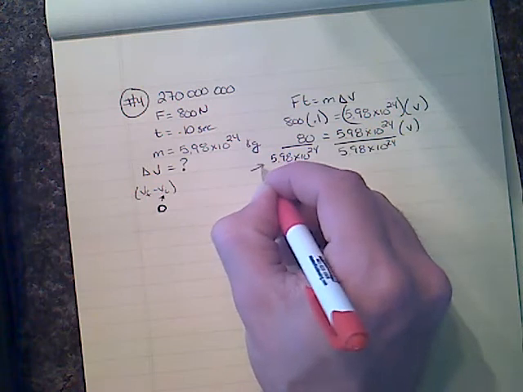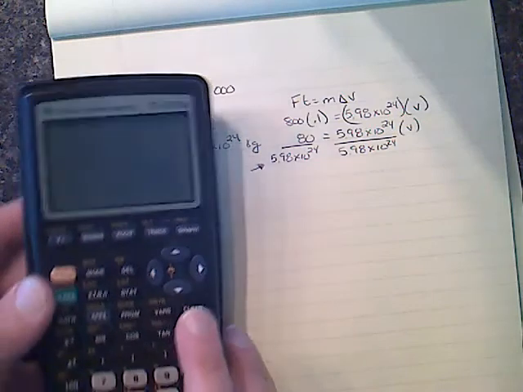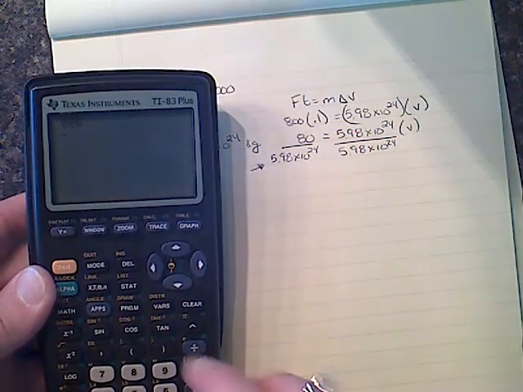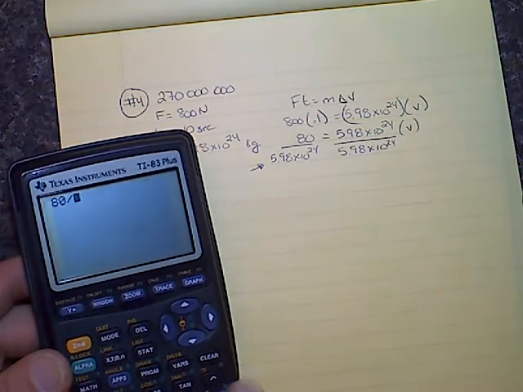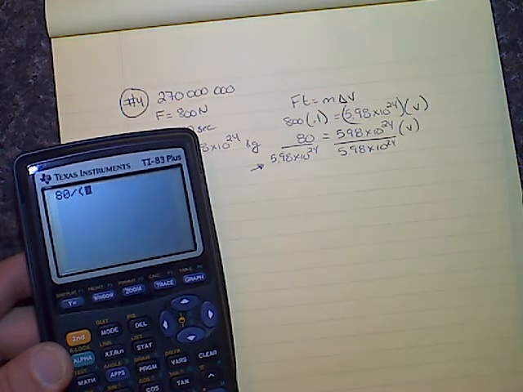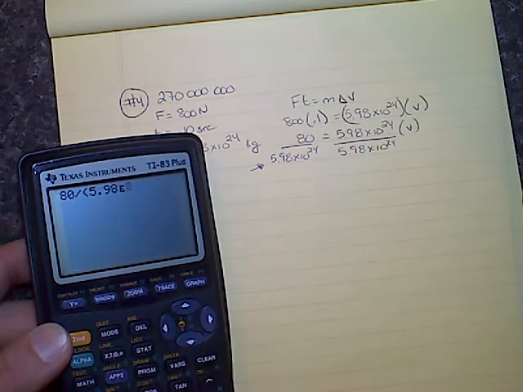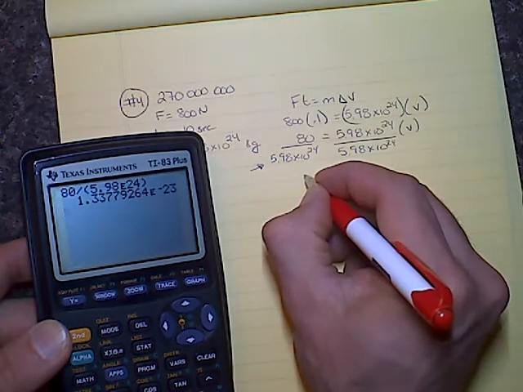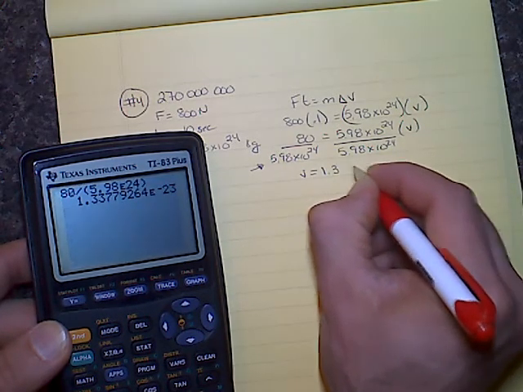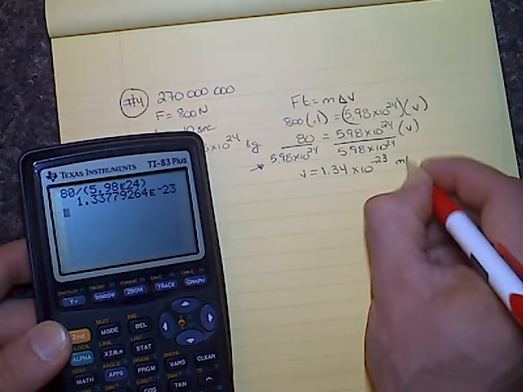And this one is going to be plugged into your scientific calculator. So let me just show you. Right, so we're going to take 80 and we're going to divide it. Let's see if I can turn on the light for you guys. Hopefully it doesn't blind you. Oh, that's a lot better. 80 divided by parentheses 5.98 second comma. That gives us the little e for exponential. And then we're just going to put in our 24. And we get a velocity equaling 1.34 times 10 to the negative 23rd meters per second.